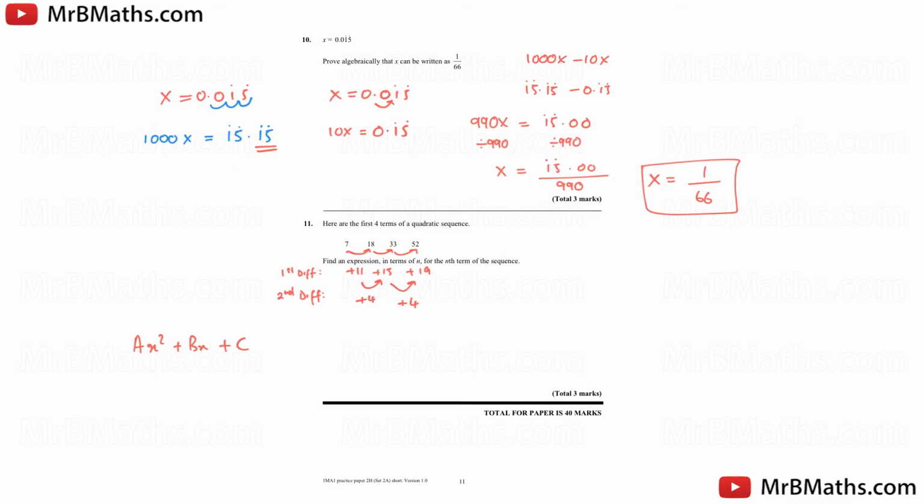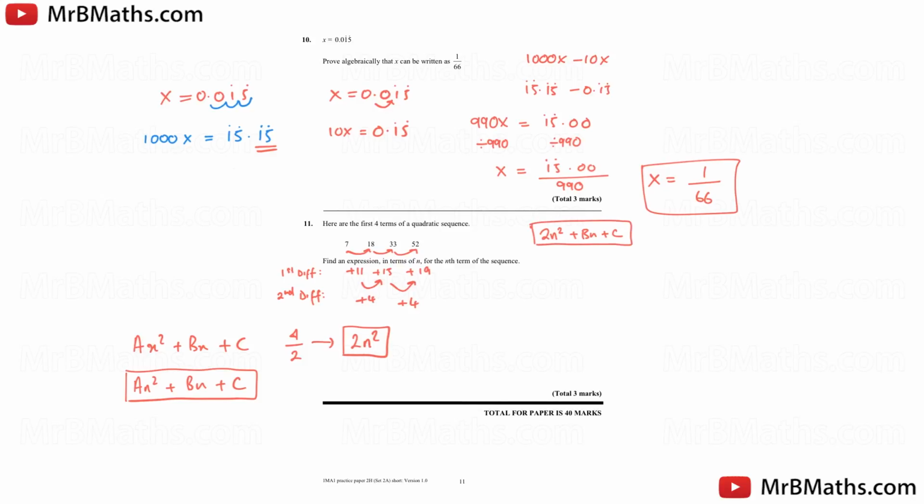Now a standard quadratic is ax squared plus bx plus c. But for our nth term we change that to an squared plus bn plus c. So because it's a second difference, we need to divide that by 2. So that means our first part of the equation is 4 divided by 2, which is 2, and then n squared. So we formed the first part of the equation. Now if we fill that in, we've got 2n squared plus bn plus c. So we've got b and c to find out.